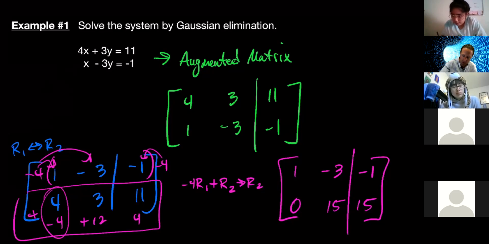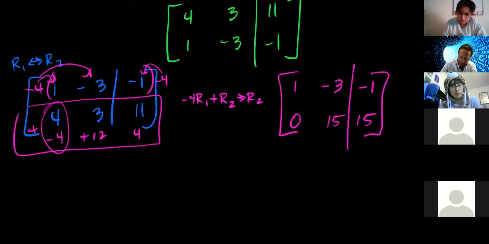And so therefore, what can I do to my new row 2? Five times row 1. Actually, I'm good with row 1. I got the 1 here. I need my diagonal. I need this to be a 1.